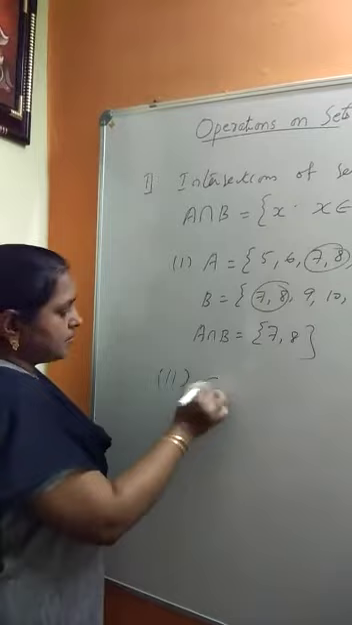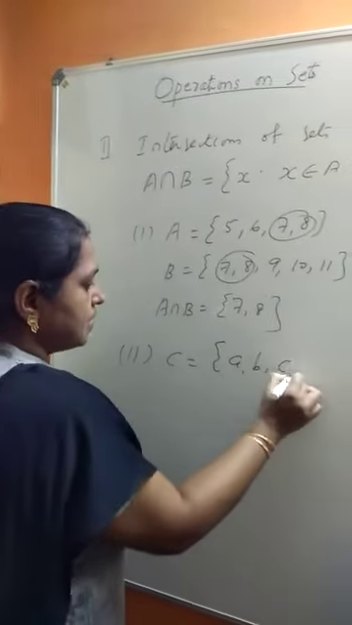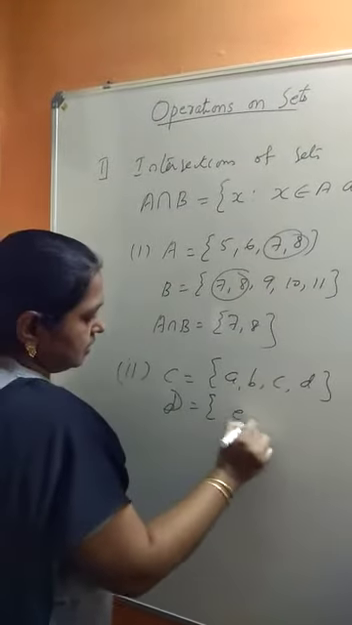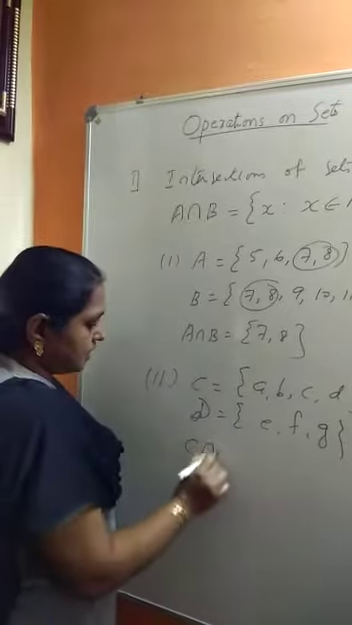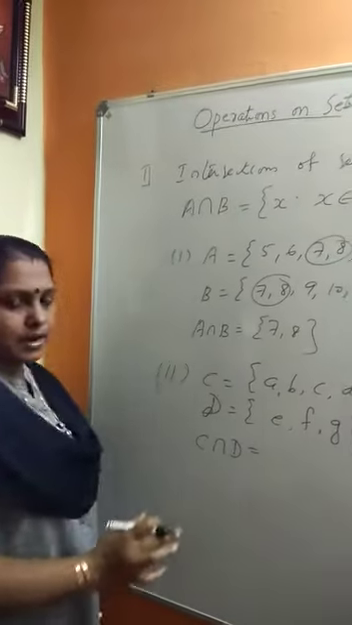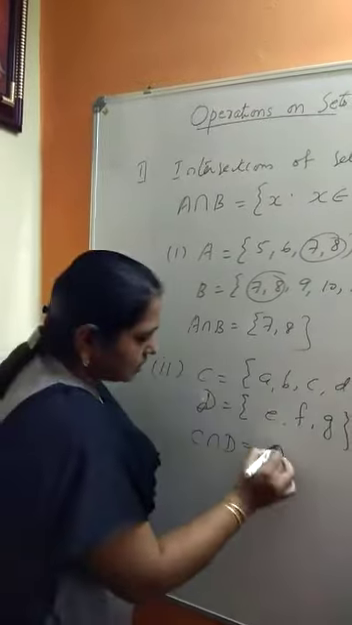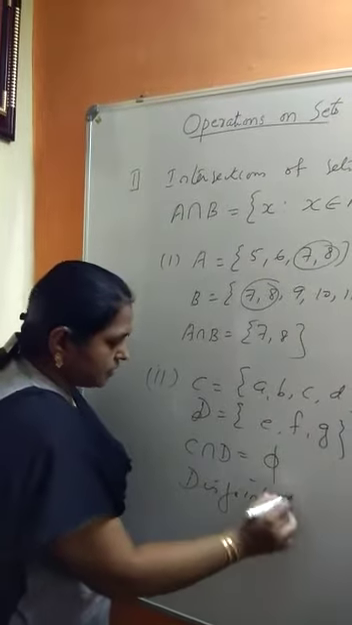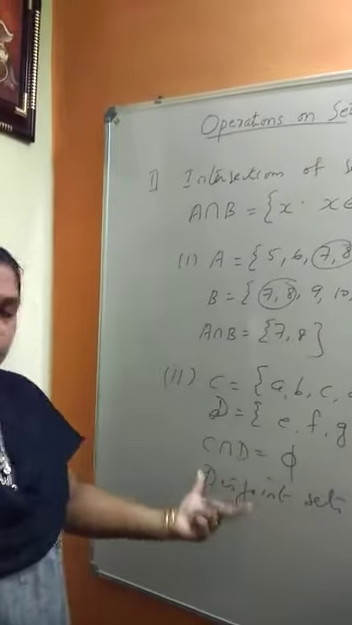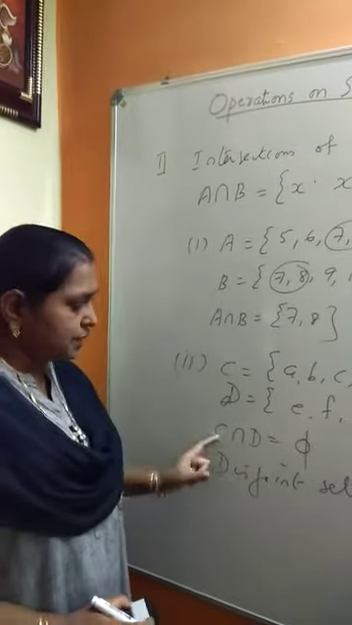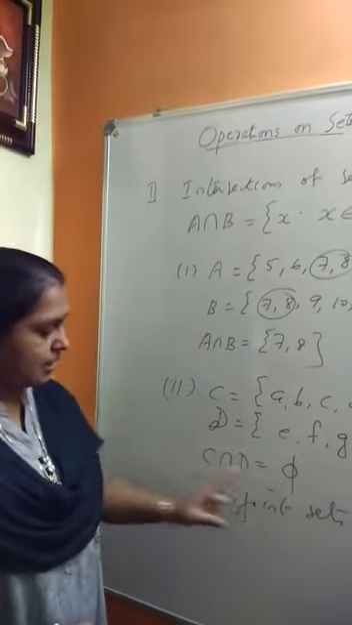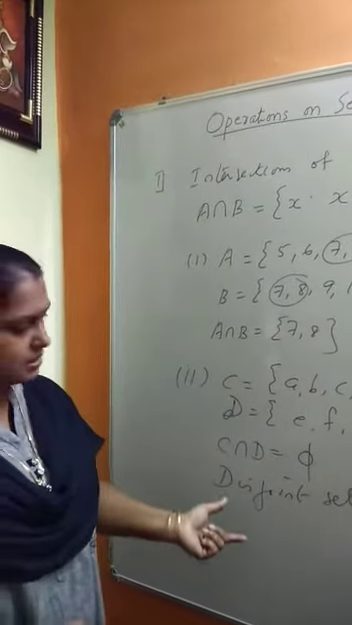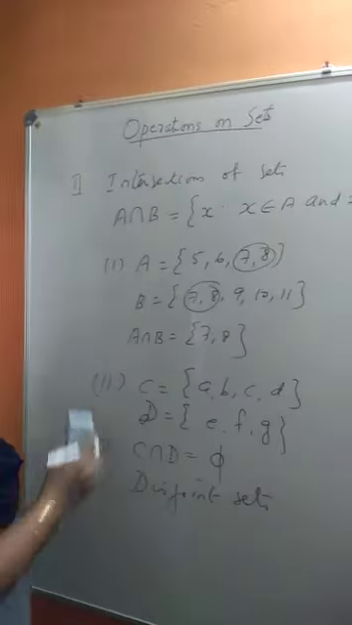Now another example. C is equal to the set {a, b, c, d}, D is equal to the set {e, f, g}. C intersection D. We can see that there is no common element in C and D. So C intersection D is equal to φ. In this case, the sets are known as disjoint sets. So what is the definition of disjoint sets? Two sets are said to be disjoint if their intersection is equal to the null set φ. So that means there will not be any common element between the given sets. So this is the second operation of sets.